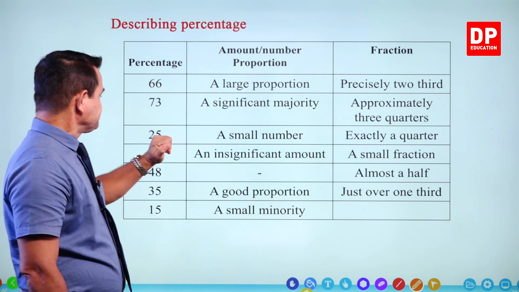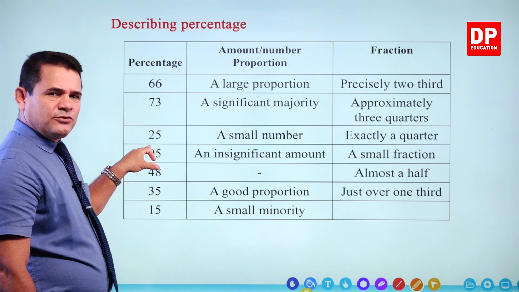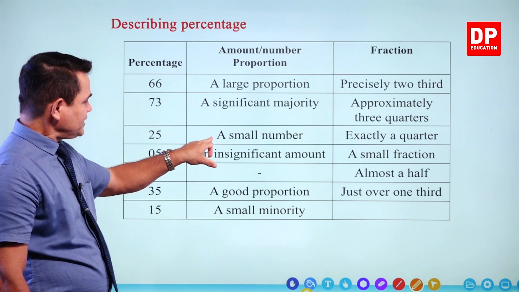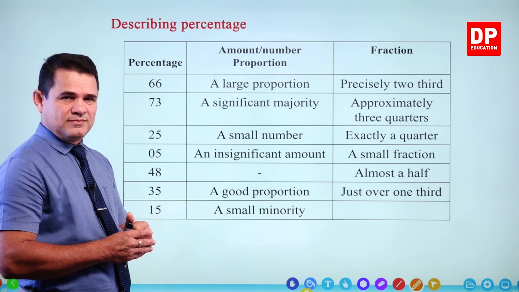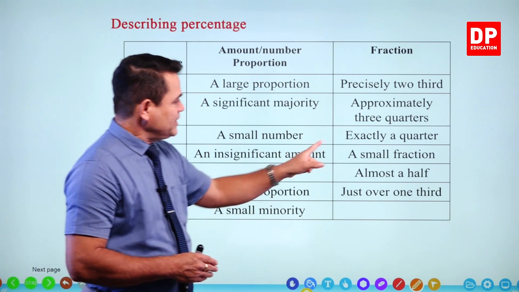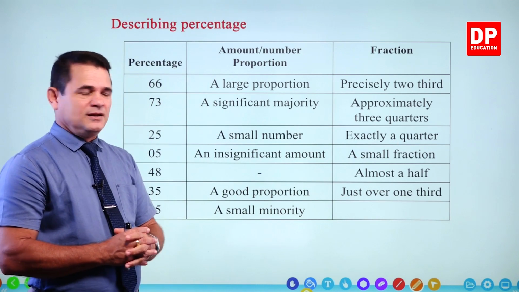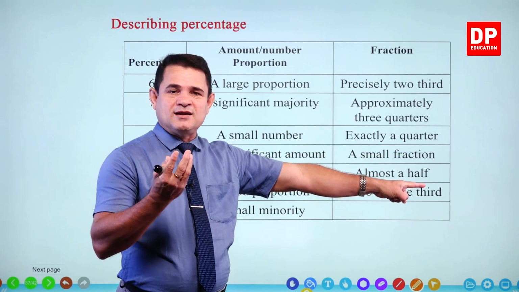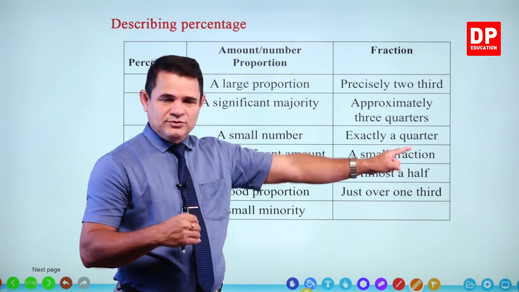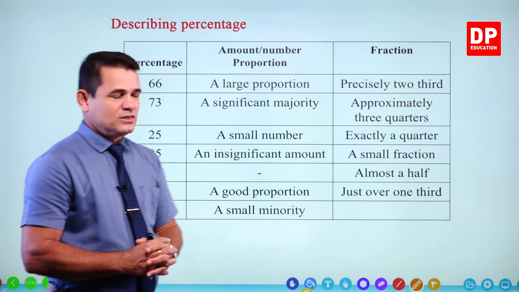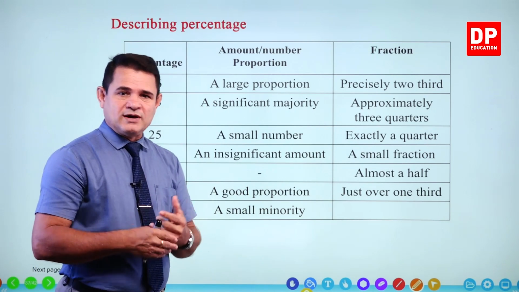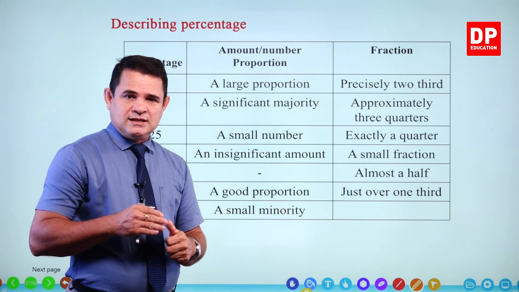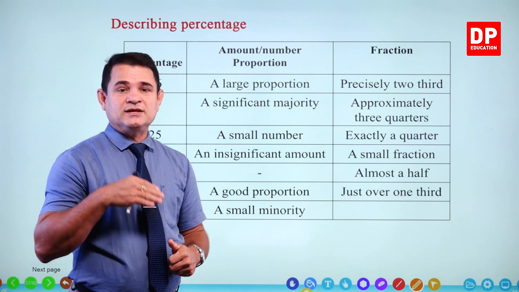Learn these words. Next one, 25%. When you tell it in percentage, a small number, a small number. And exactly a quarter, rather than saying 25, exactly a quarter, one out of four. So you can use that sort of words. Not always writing it as a percentage in one sentence, when you want to tell another amount in another sentence.